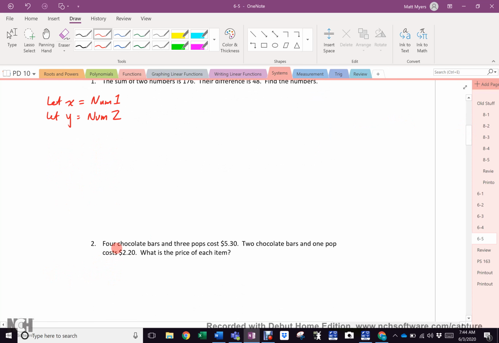So let's come to the second question. 4 chocolate bars and 3 pops cost $5.30. 2 chocolate bars and 1 pop cost $2.20. What is the price of each item? What are we looking for? We're looking for prices. Prices of what? Prices of chocolate bars and pops. So let P equal the price of a pop, and let C equal the price of the chocolate. Easy peasy lemon squeezy.